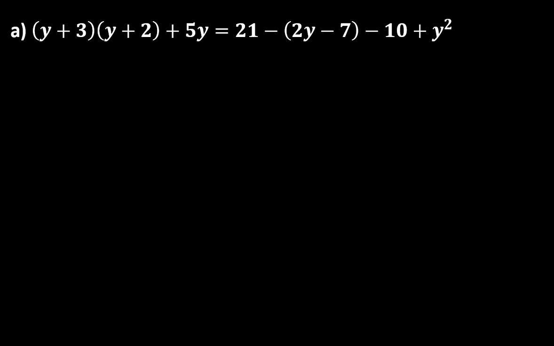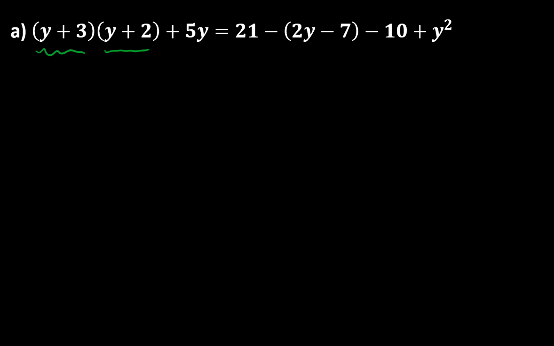Second page, question 4 had three parts, A, B, C. The instructions were to solve for y. As I look at this first equation, there's a couple things that strike me. The first is that on the left-hand side, I do have a binomial times a binomial.